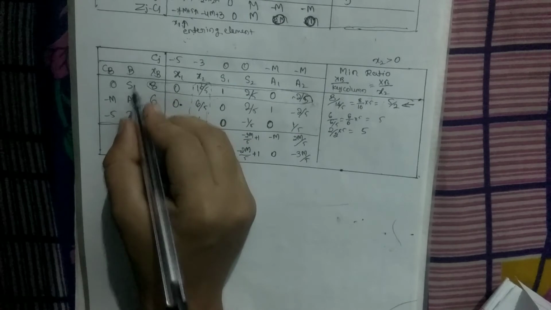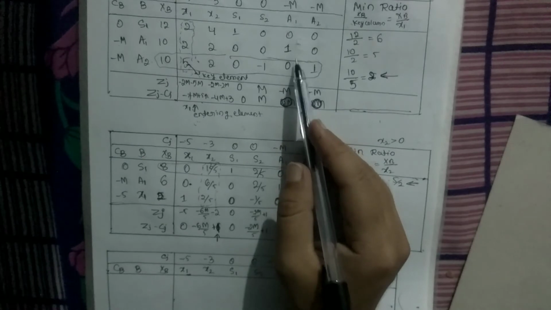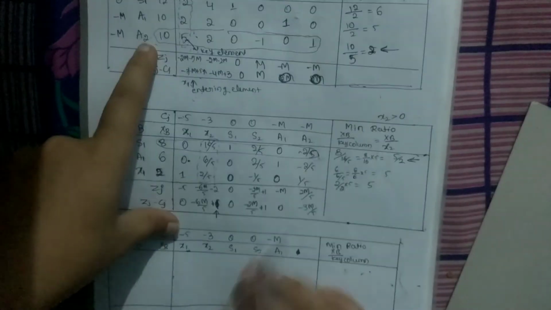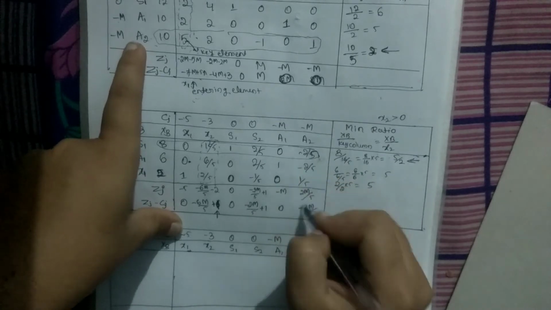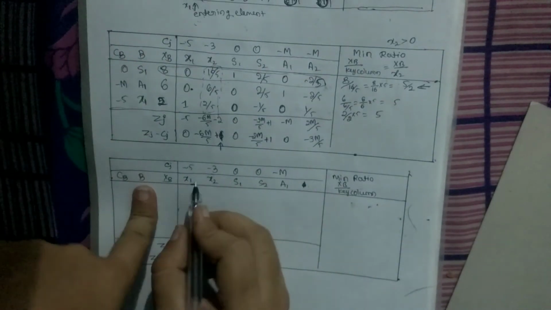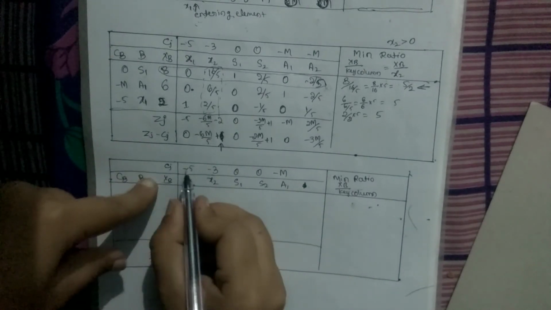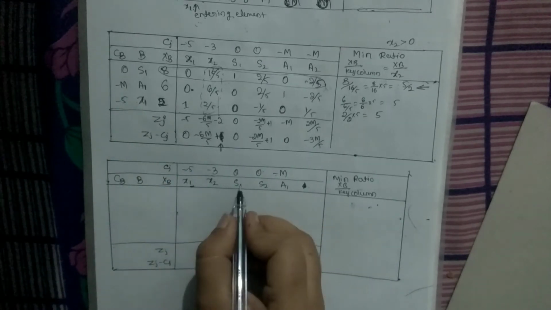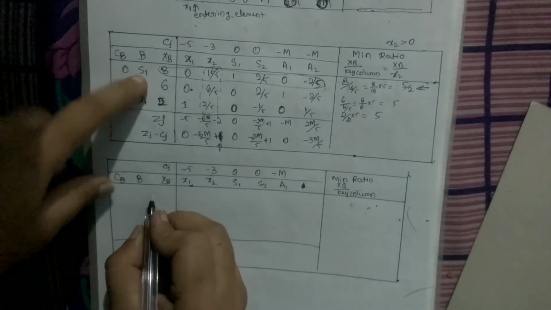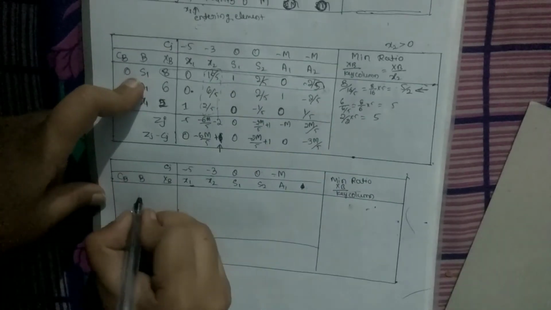S1 is the leaving element, X2 is the entering element. Forgot that in the first table A1 A2 is the leaving element, so in the next table it is not necessary to write A2. So the third table is also the same in the format. So Cj is minus 5 minus 3 0 0 minus m, the coefficients of the optimal solution. So in the previous table S1 is the leaving element and x2 is the entering element.